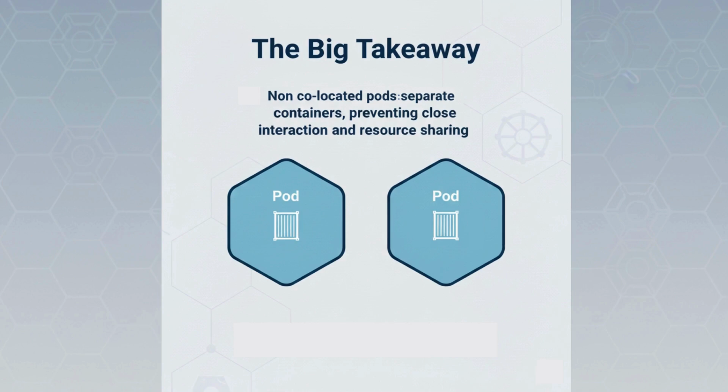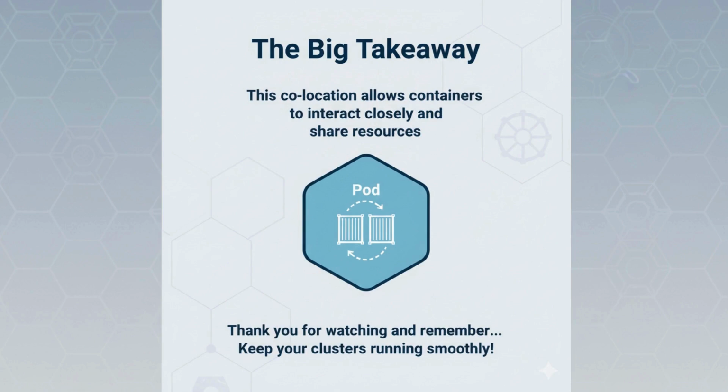Kubernetes gives us 2 ways for containers to communicate. When containers are in separate pods, they're non-collocated, they use pod IP addresses and communicate over the cluster network. This is perfect for independent services that don't need tight coupling. But when containers need to work closely together, we collocate them in the same pod. Now they can use localhost for instant, simple communication with 0 network overhead. This is the Kubernetes way of grouping related containers that need to collaborate.